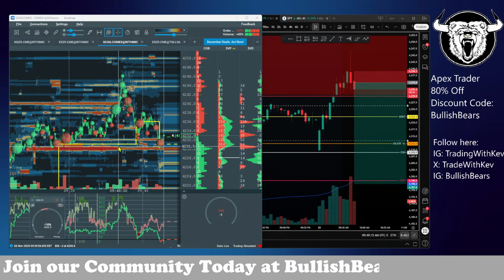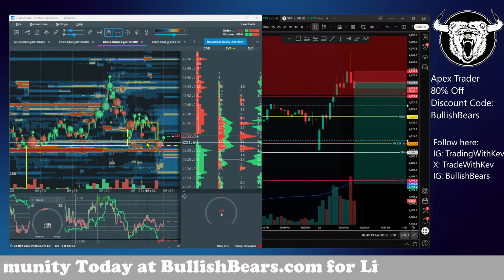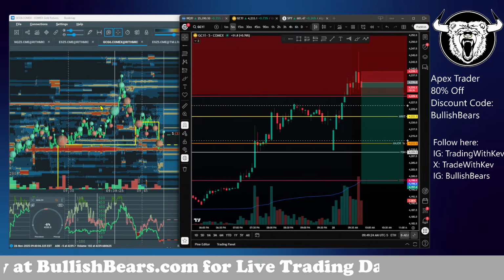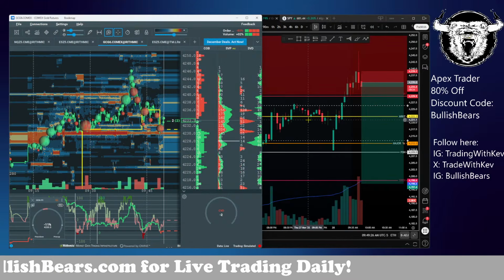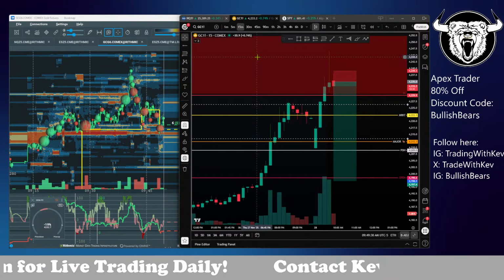I just hate that 42.30. Until we break it, it is still support. You have to remember that too. 30 seconds left, 40 seconds left in this 5-minute. Getting a little bit of a spread here. Again, what's keeping me bearish is that 15. I will keep it on the 15.